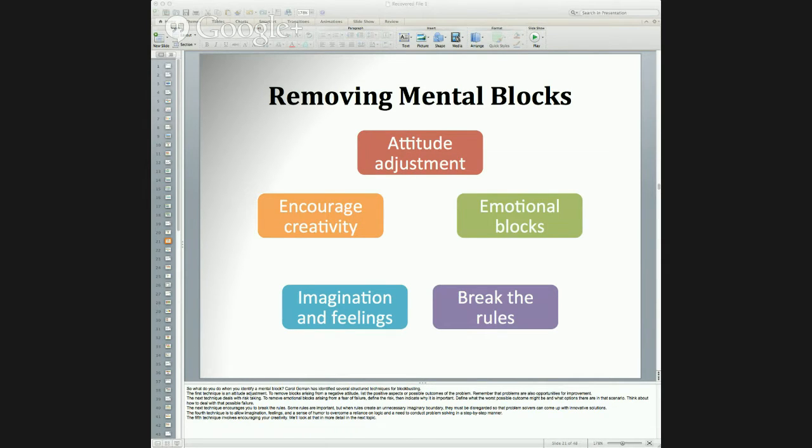The next technique encourages you to break the rules. Some rules are important, but when rules create an unnecessary imaginary boundary, they must be disregarded so the problem solvers can come up with innovative solutions. The fourth technique is to allow imagination, feelings, and a sense of humor to overcome a reliance on logic and a need to conduct problem solving in a step-by-step manner. The fifth technique involves encouraging your creativity. We'll look into that with more detail in the next topic.